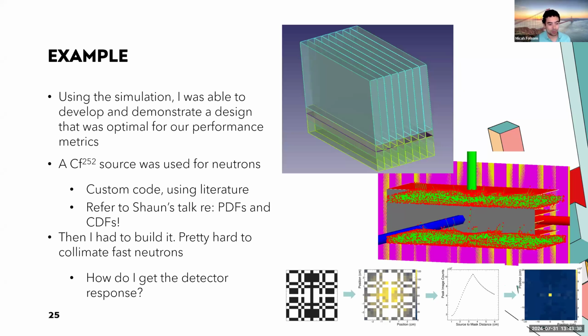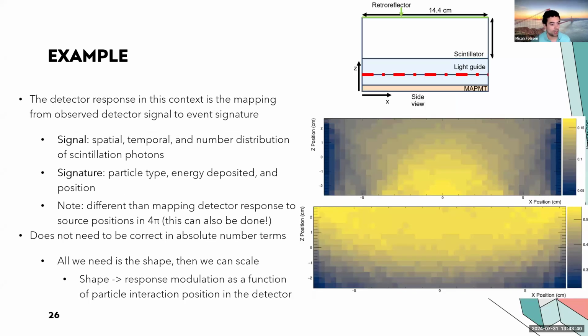I simulated it. I came up with a design that we thought was optimal in the parameter space. We needed to build it, and that meant understanding the detector response. So an event occurs at some location in the detector volume. What does the PMT see in position and time space? That is the response in our case. And so I used Geant4 to simulate that and map that out, understand it.